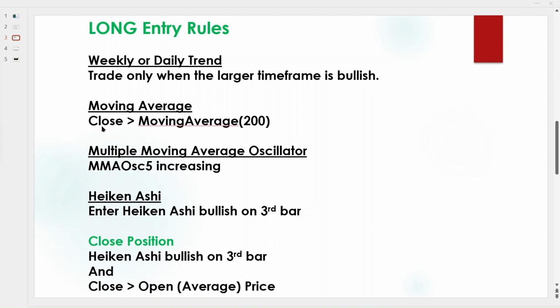But the first parameter is when the close is greater than moving average 200. The oscillator is increasing, and a Heiken Ashi is on its third bullish bar. Then we close when the price is greater than the original open price. The close price is greater than the original open price, and the Heiken Ashi is on a bullish third bar. Sorry, bearish third bar. That should be bearish. I'll change that. That should be bearish third bar. So that's where we are with that.